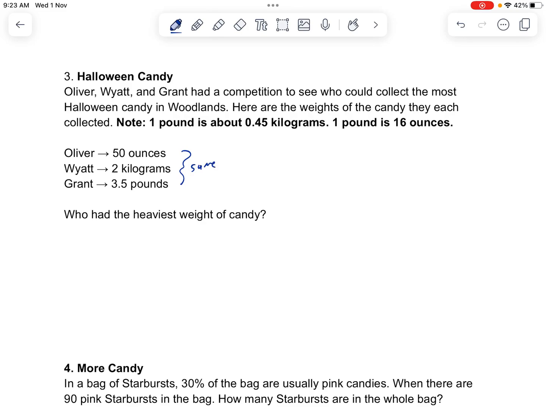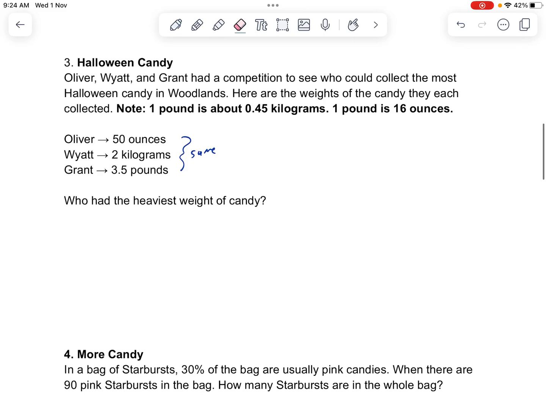So here I've got 3 different units: ounces, kilograms, and pounds. And so I'm going to make those the same. And you can use any one that you want. I'm going to go ahead and pick, let's go with pounds, okay? And I'm just kind of picking that at random. And so we'll see if that ends up being the best one.